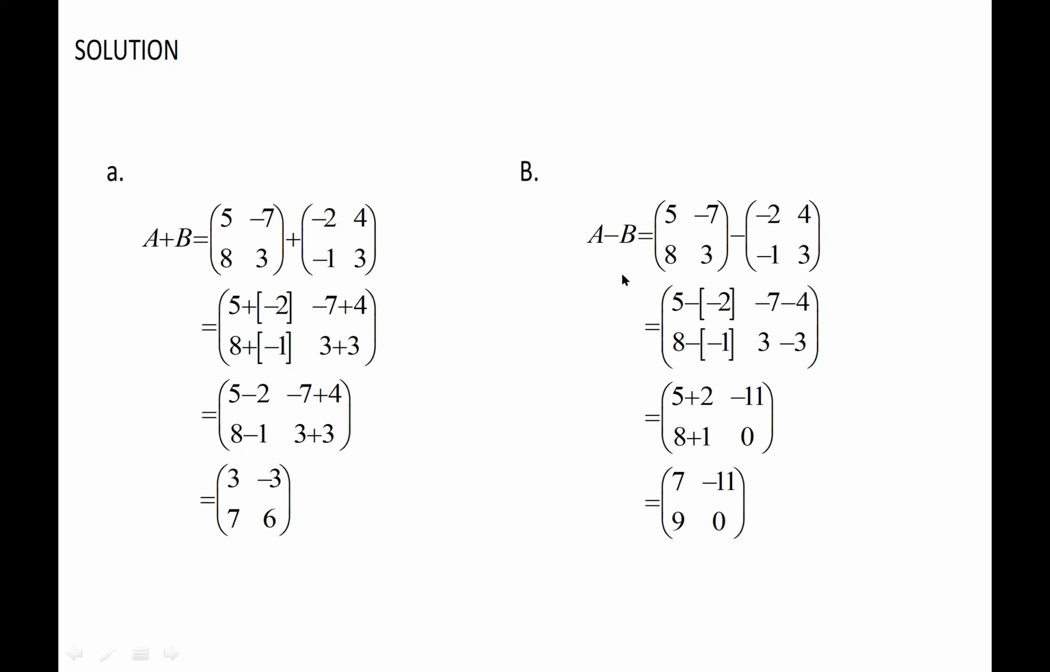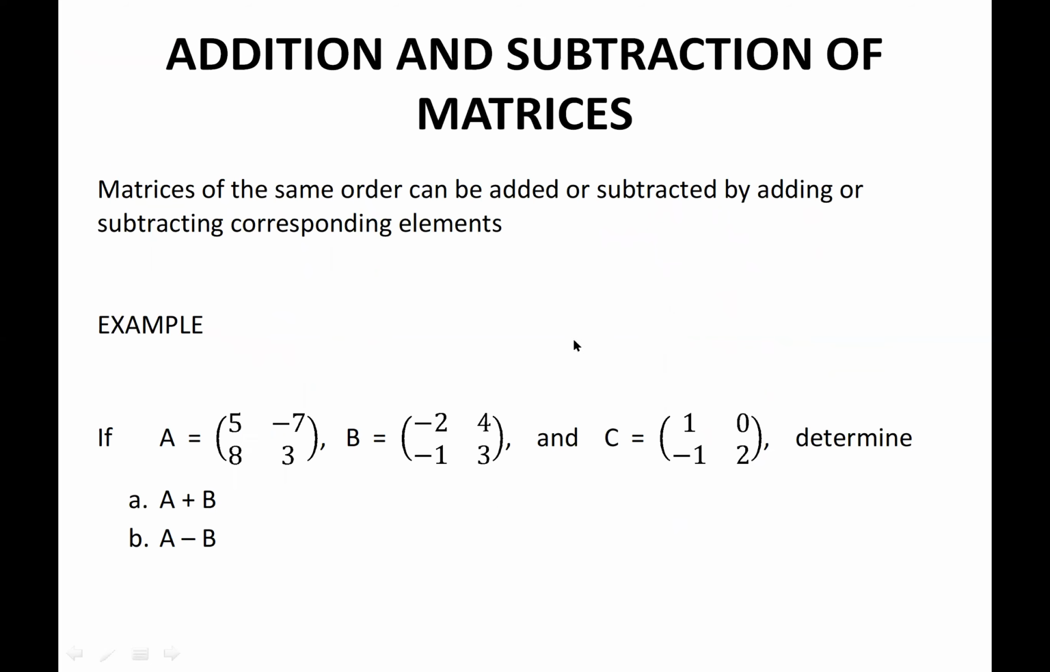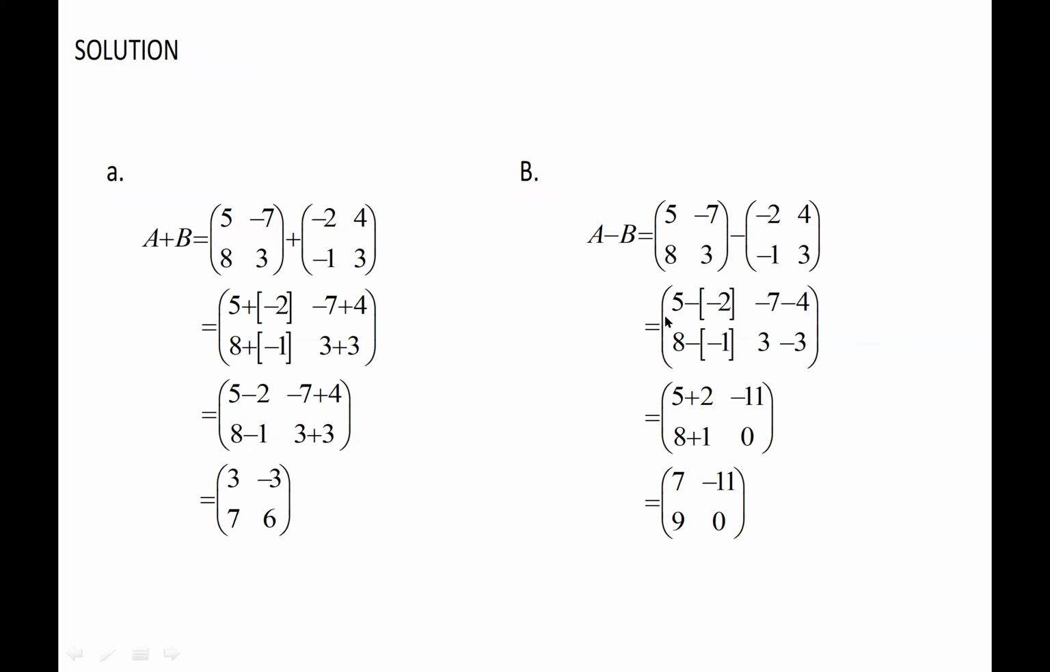Simple. But you wouldn't believe how sometimes very smart students get these types of questions wrong because they are complacent, meaning they take it for granted and forget simple rules. So for example, A minus B would be 5 minus 2, like that. A minus B is this, so it'd be 5 minus 2, minus 7 minus 4, 8 minus 1, and 3 minus 3.